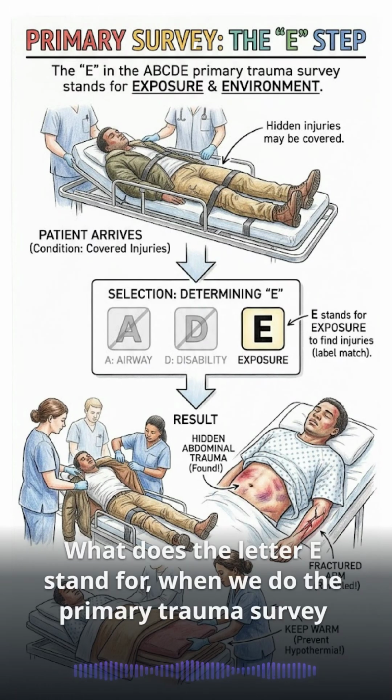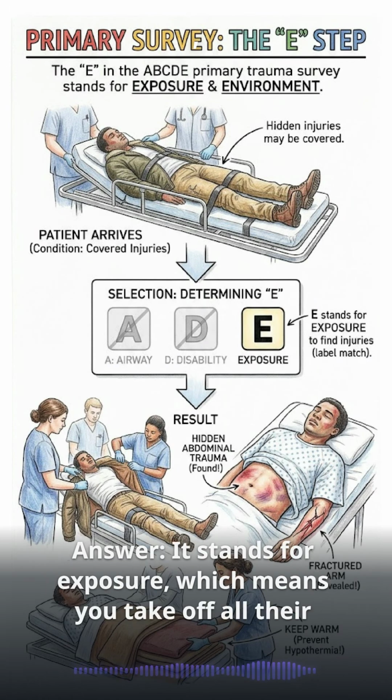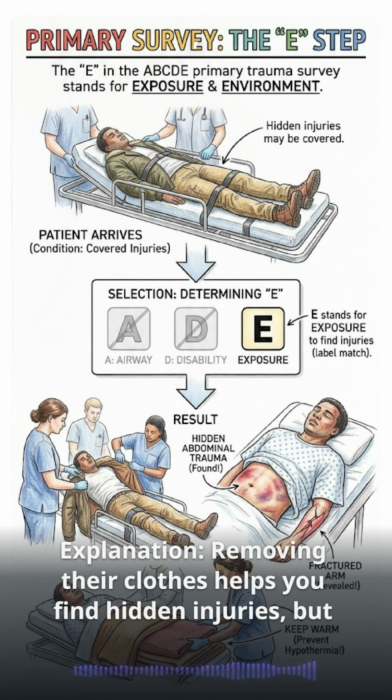3. What does the letter E stand for when we do the primary trauma survey today? It stands for exposure, which means you take off all their clothes to look closely. Removing their clothes helps you find hidden injuries, but you must keep them warm afterward.